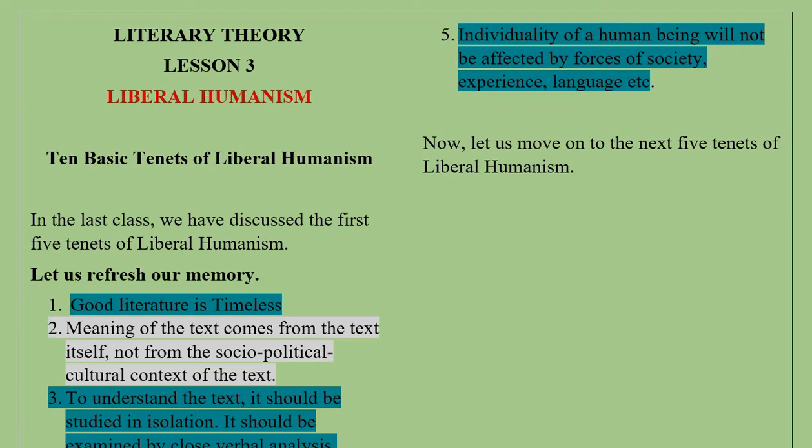In the last class, we have discussed the basic tenets of Liberal Humanism. We have seen 5 of them, and today we will move on to the next 5. Before that, let us refresh our memory.